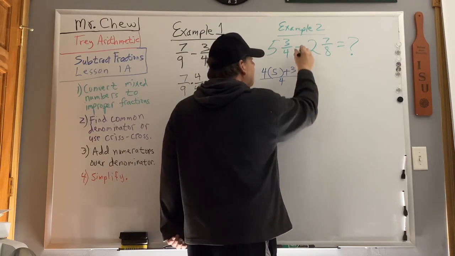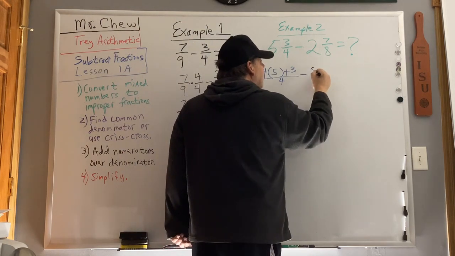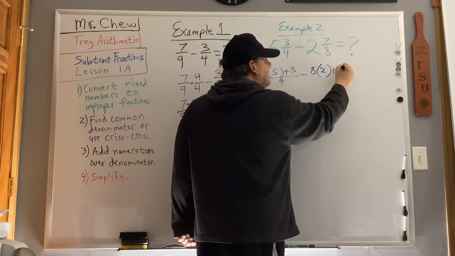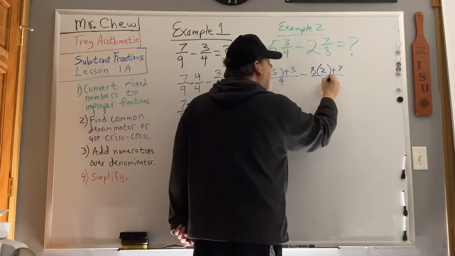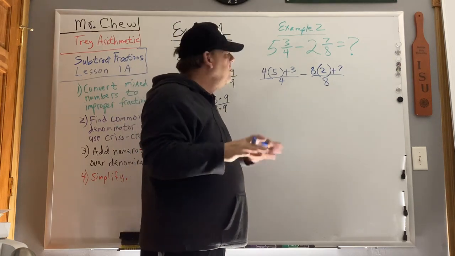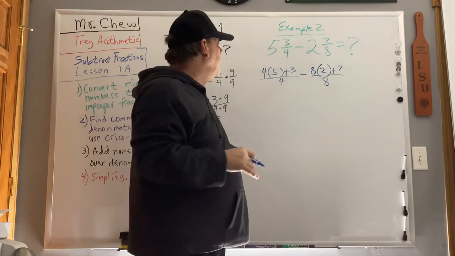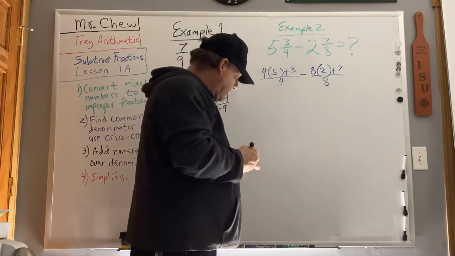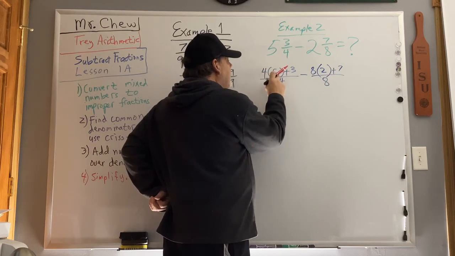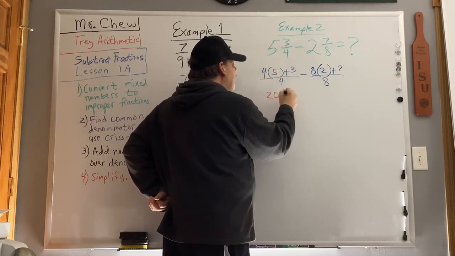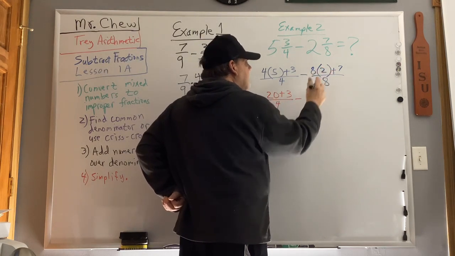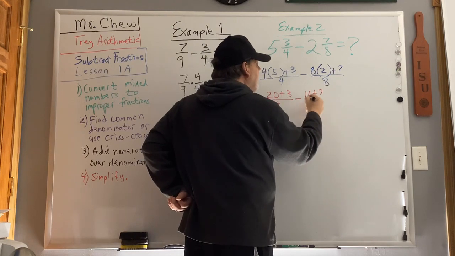And I'm subtracting. So I take my denominator of 8, multiply by the whole number 2, and then add in the 7 for the numerator over 8. Now there is a way you could find the least common denominator here, but I haven't gone through that yet. That's a whole other video. So let's go ahead and simplify each numerator. 4 times 5 is 20 plus 3 over 4 minus 8 times 2 is 16 plus 7 over 8.